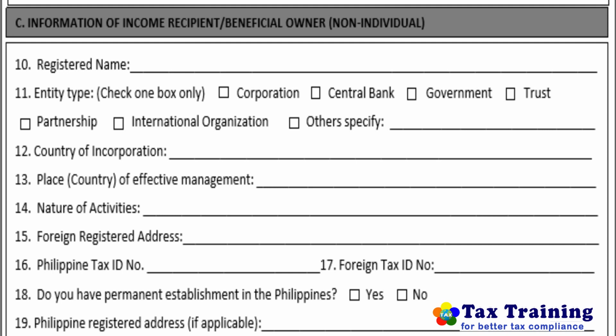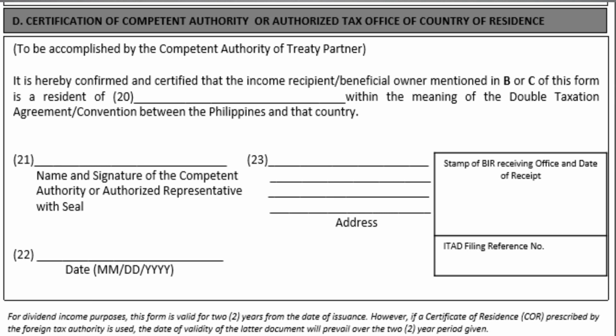Letter D, certification of competent authority or authorized tax office of country of residence. Ano tong competent authority? Ito po yung equivalent ng BIR natin or Bureau of Internal Revenue natin dito sa Pilipinas. Yan ang equivalent niya doon sa bansa ng non-resident that avails of this tax treaty. So, this is to be accomplished by the competent authority of the treaty partner. Anong gagawin po dito nung competent authority or tax authority ng treaty partner?